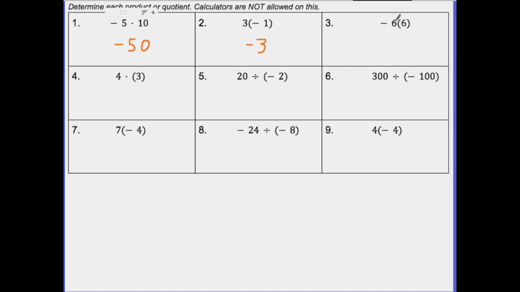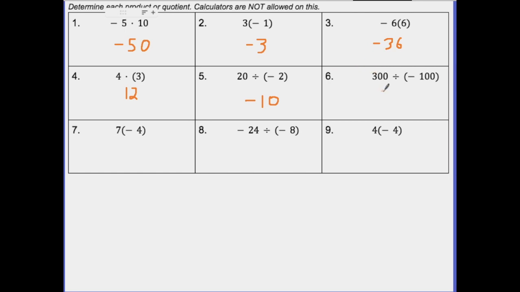Same here. 6 times 6, remember when they're next to each other in parentheses, it means multiply. I get 36. There's one negative, so it's negative. 4 times 3, remember that a positive times a positive is a positive. Division works the same way. 20 divided by 2 is 10. And I have one negative sign, so it's negative.